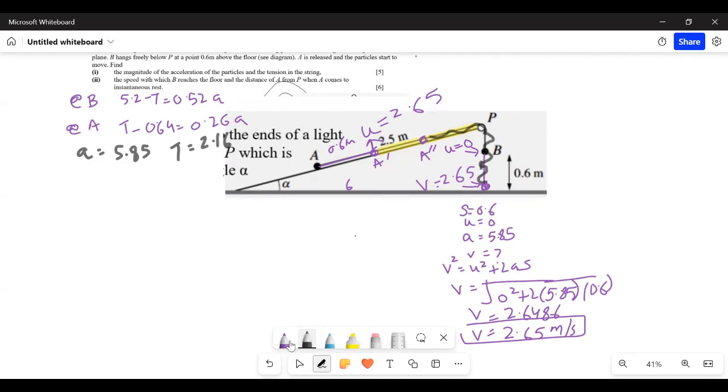and it will pull A upwards, pull, sorry, the string will. So at instantaneous rest would be the highest point for A and at that V is going to be 0. This is V. So we know U is 2.65 for the yellow part of the journey and V is 0.